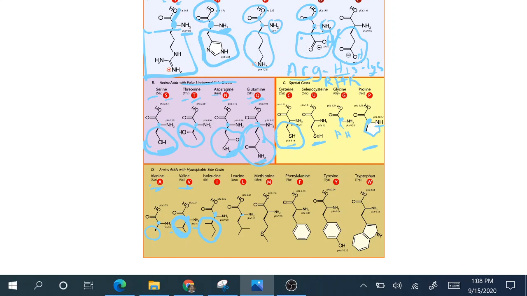The next one is leucine. Here's our R group. Okay, here's our alpha carbon and R group in 3-letter and 1-letter code. Methionine, alpha carbon, R group.